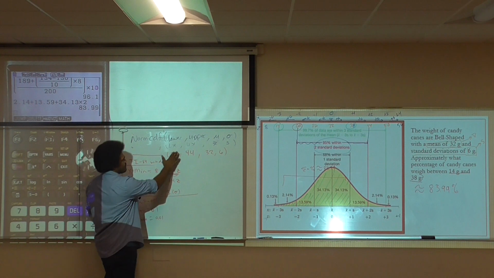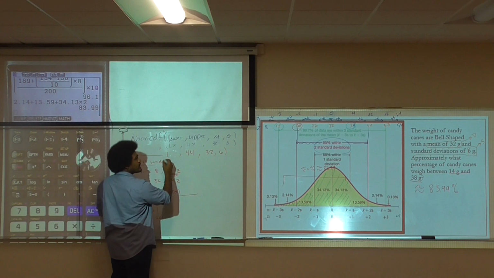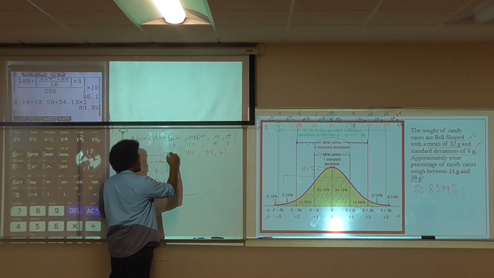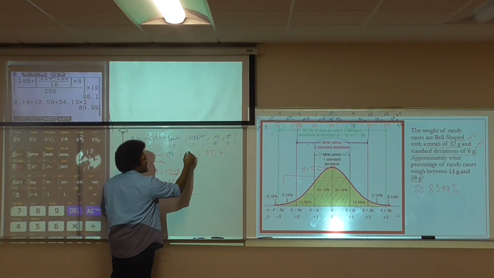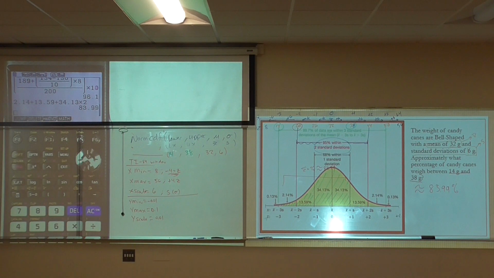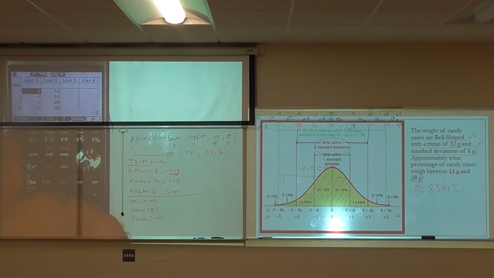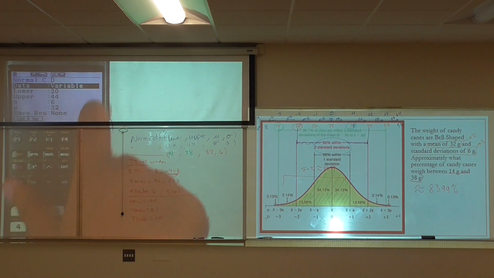So instead of being 20, it's supposed to become 14. Instead of 44, I'm looking at 38. That's the only thing that changes. So over here, we can do the same thing, and I can go back to my stats and do the same process. I'll go to my distribution for the normal cumulative, and we just adjust what needs to be adjusted every single time.